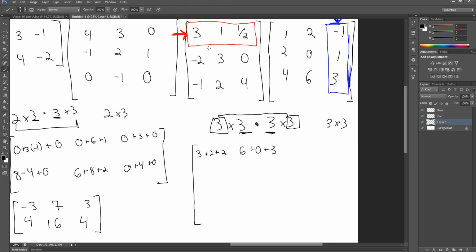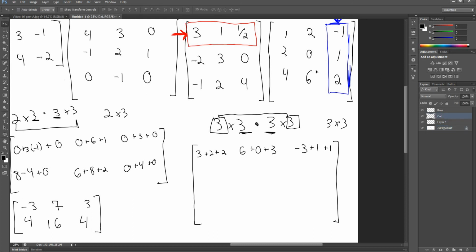We're going to have 3 times negative a half. I'm actually going to go change this really quick. This is going to be a 2 for the sake of simplicity for dealing with a half. So we're going to have 3 times negative 1 is negative 3. 1 times 1 is just plus 1. A half times 2 is plus 1. We have finished all 3 columns in B.